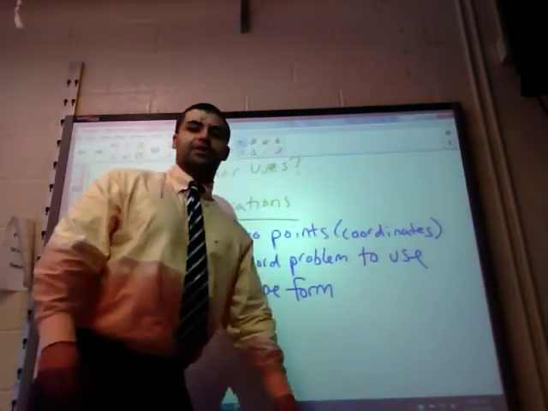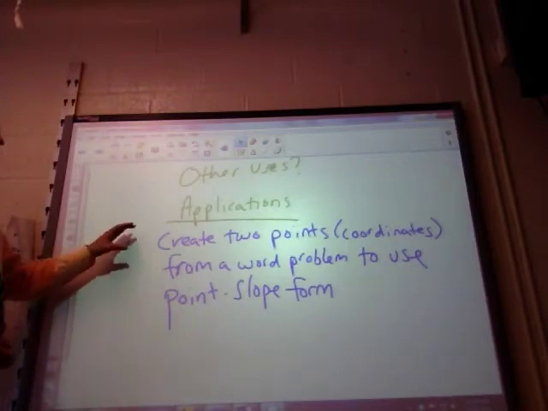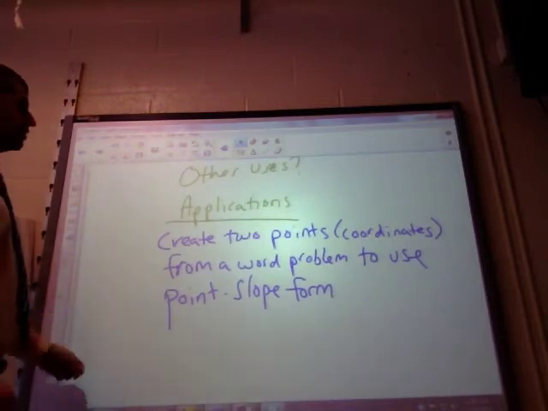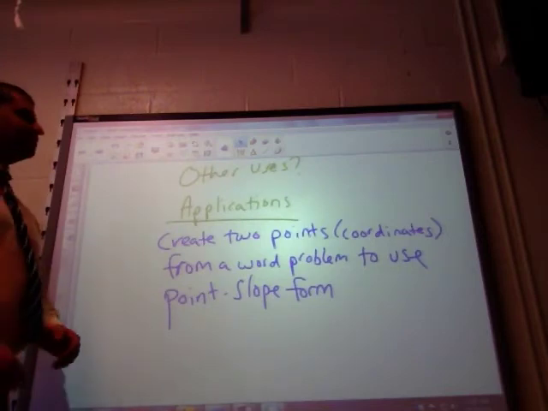Where we're going with this. So past just using it for its form, we're going to use applications where you're going to be given a nice word problem. You'll pick 2 points from it. So sort of like the Hachi problem for the slope-intercept, you're going to create 2 points, and then you'll find the slope, and then use point slope form and go from there.